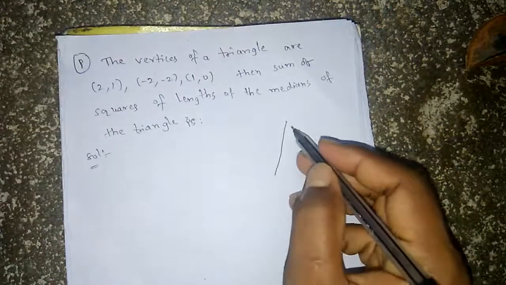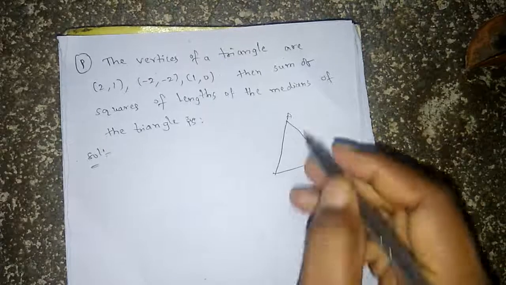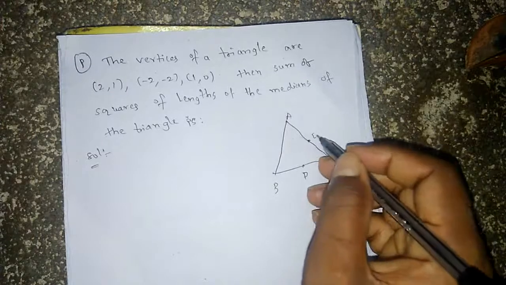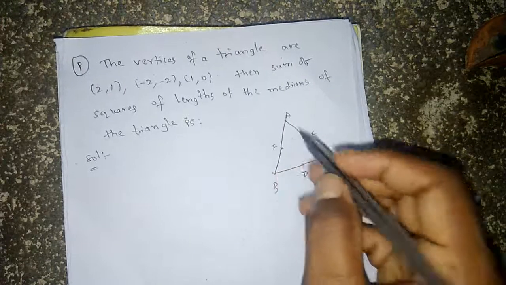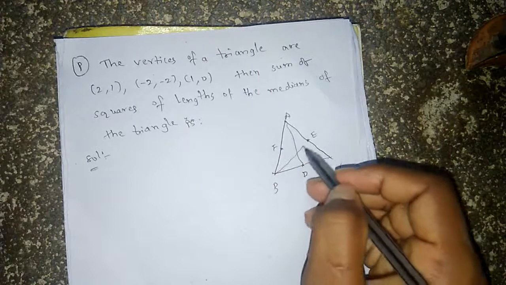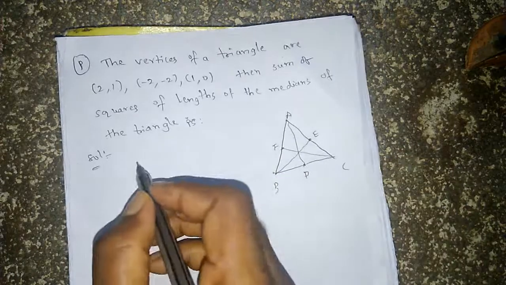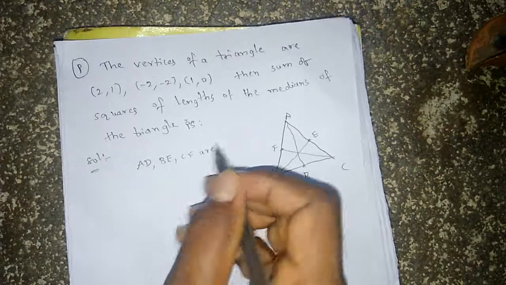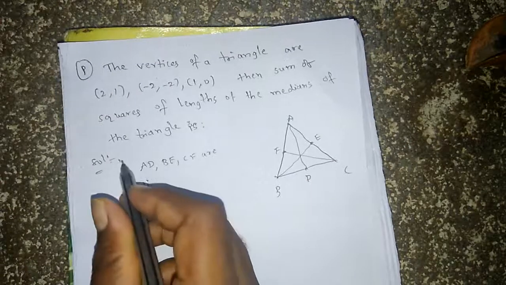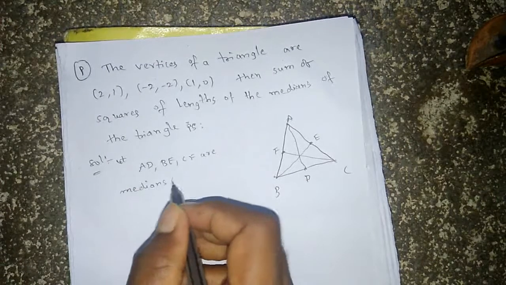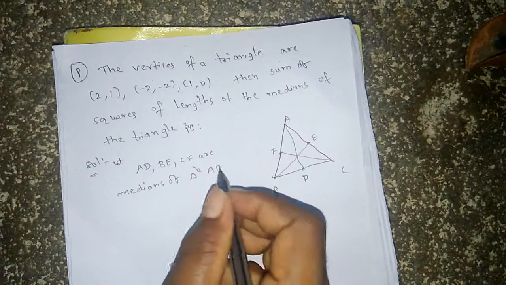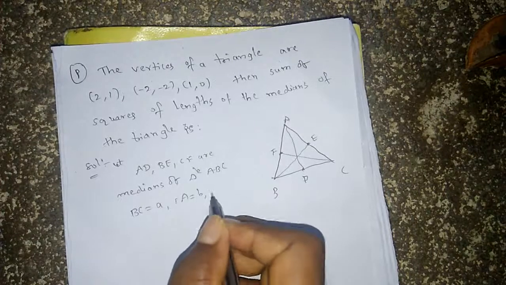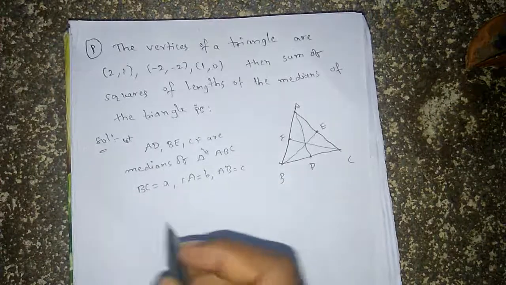Here let ABC be the triangle, D, E, F are the midpoints, and AD, BE, CF are the medians of the triangle. Let BC = a, CA = b, AB = c.